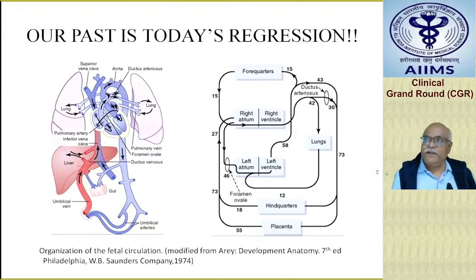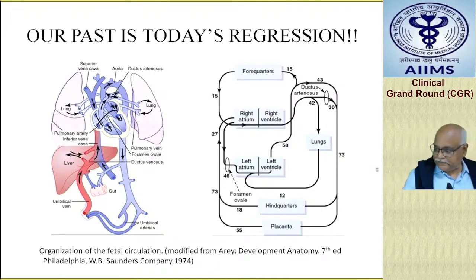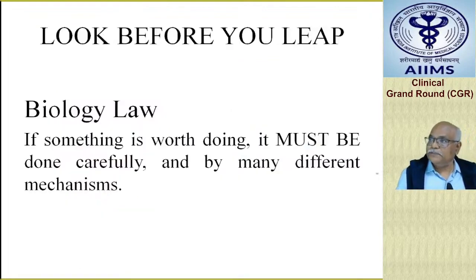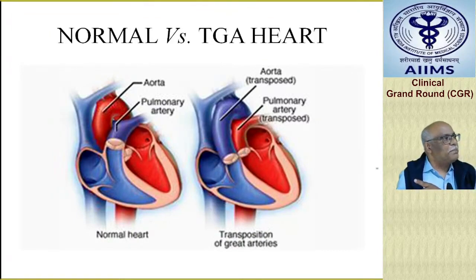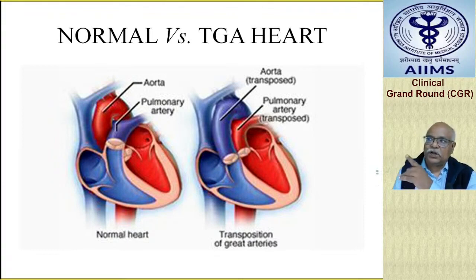Now you see carefully what is happening. I will go back to this picture. Here both the hearts are lying side by side. Topographically they are parallelly arranged. Am I correct? Topographically they are parallelly arranged. But circulation is in series, in the normal heart, because RA, RV, PA, lungs, LA, LV, aorta, then back to RA.